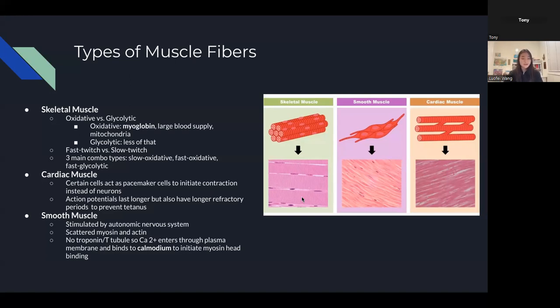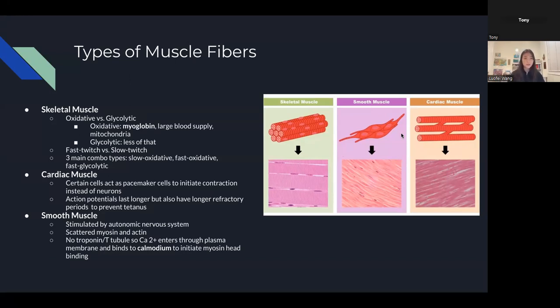So cardiac muscles are found in the heart. The heart has certain cells that will act as pacemaker cells to initiate the contraction instead of neurons. And the action potentials in the heart will last longer, but also will have a longer refractory period to prevent tetanus. So in the heart, you don't want a constant heart contraction because that's just really bad for the heart.